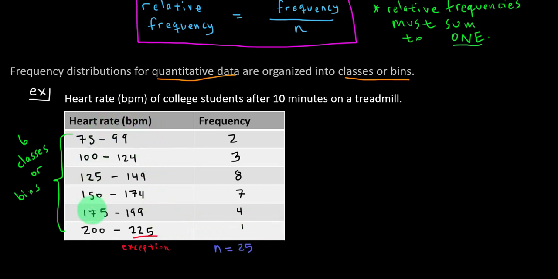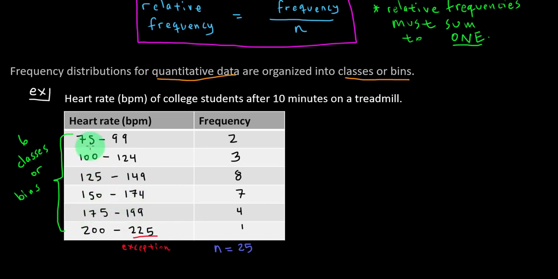There's lots of ways that I could have created these classes. I chose these classes in particular because we often like to have the classes start on, quote, nice numbers. So 75, 100, 125, most people consider those kind of nice numbers to deal with.